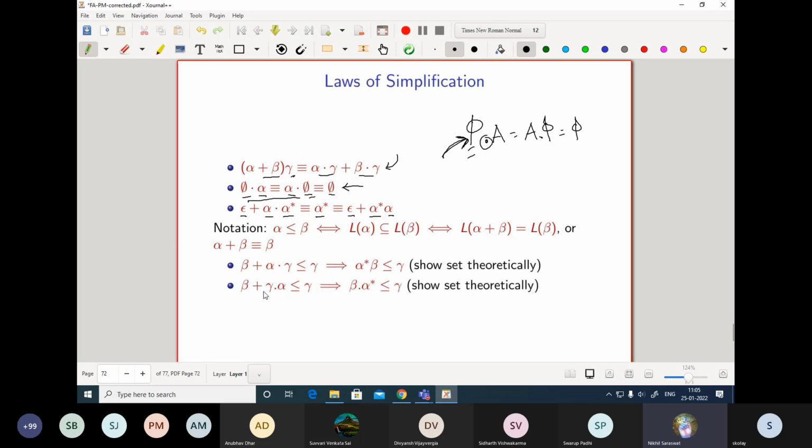Can you explain the second point, why null concatenated with alpha results in null? This you have already seen. I don't have to explain. Recall whatever you've learned in the first lecture, or the lecture on strings. You've seen this already. You recall what you had done.